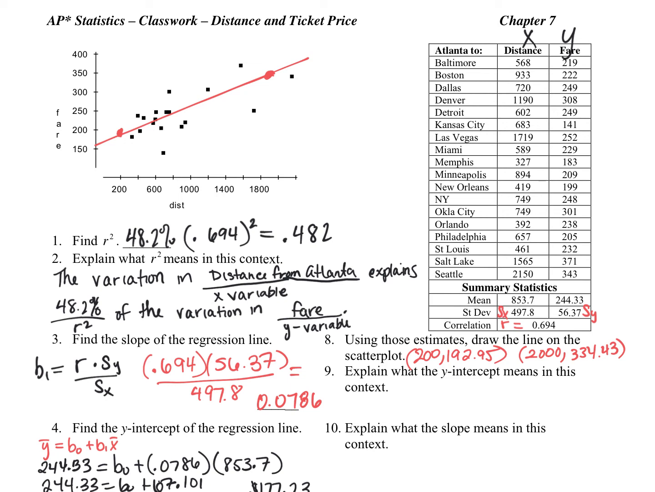Now, what does the y-intercept mean? When we talked about the pizza, the y-intercept was the cost of the cheese pizza with no toppings, right? It was your base cost. What would your y-intercept mean in this context? Distance from Atlanta and airfare.